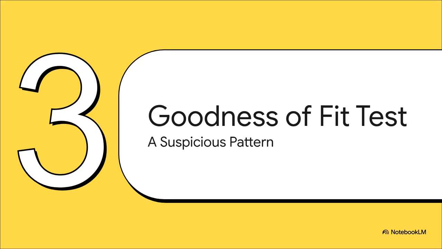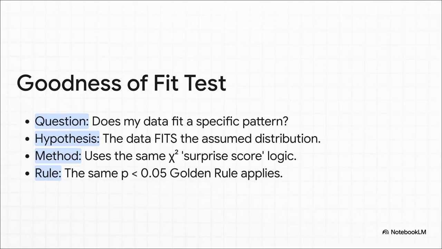Okay, but wait. There's more. That same chi-square tool, it has another awesome setting. This one isn't about comparing two things to each other. It's about comparing your data to a specific theory, a pattern you think might be there. So let's open up case file number 2, the suspiciously perfect pattern. This is called the goodness of fit test, and it's super useful. The question and answer is really simple. Does my data actually fit the pattern I think it should?